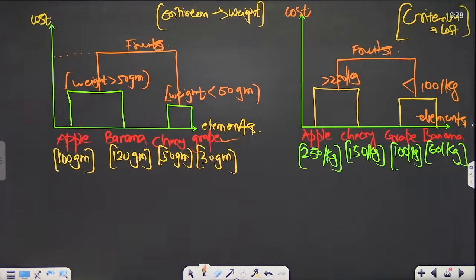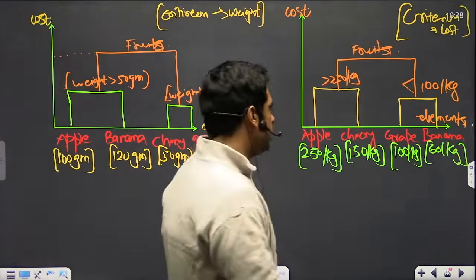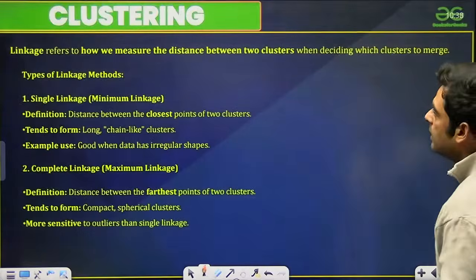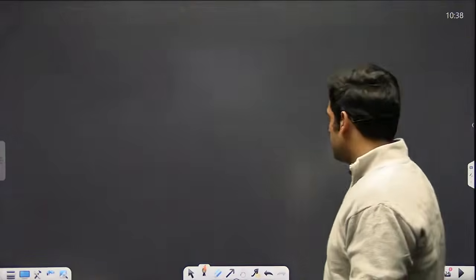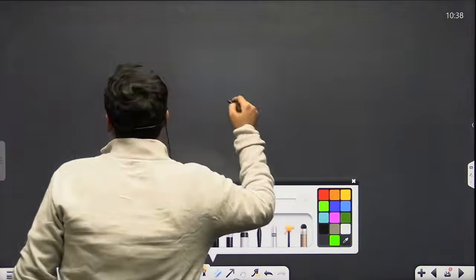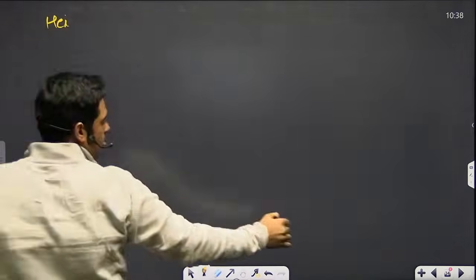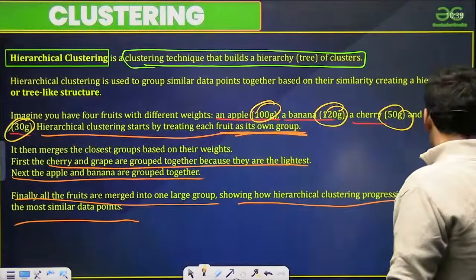ठीक है, चलिए. अब now we have two types of hierarchical clustering. Okay, two types of hierarchical clustering.